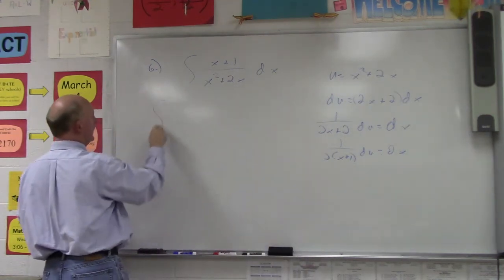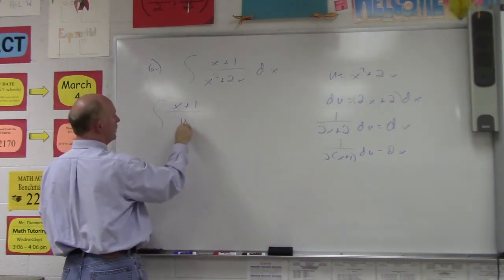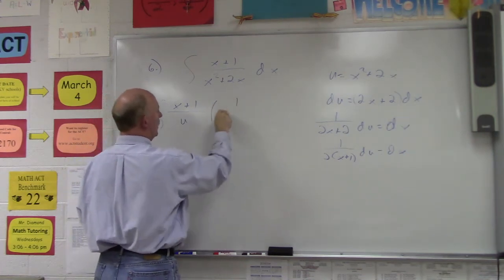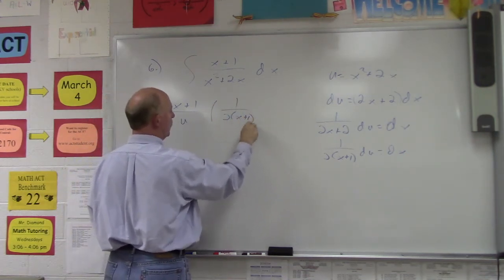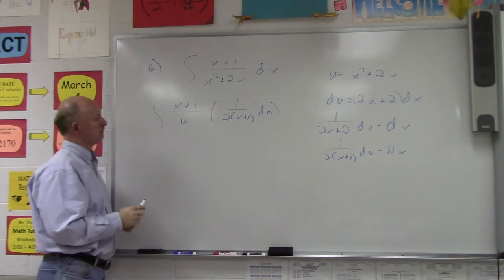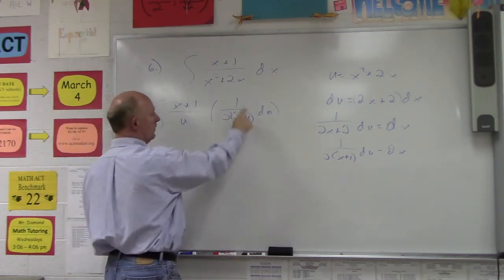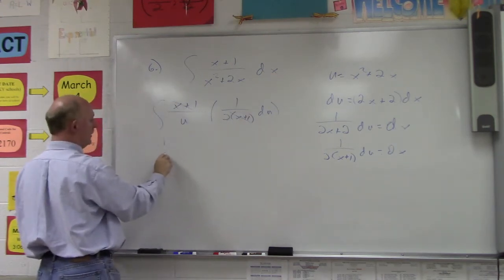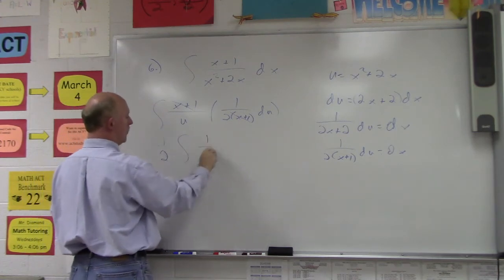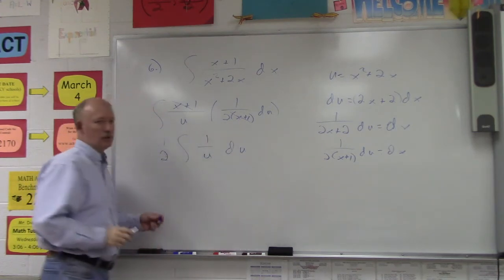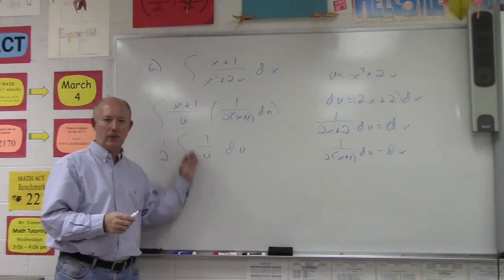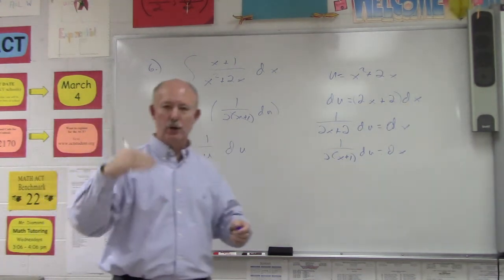As we substitute back in, it gives x plus 1 over u times 1 over 2 times the quantity x plus 1, du. Now the x plus 1's cancel out. We're going to pull the 1/2 out front. The 1/2 integral, 1 over u du. Once again, this is where we want to be now. I want to see that 1 over u. There's my natural log now.